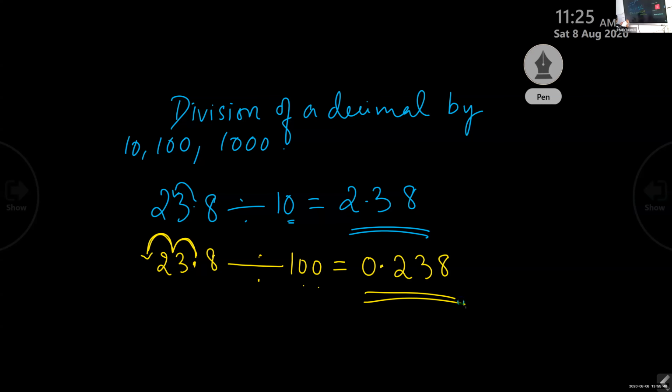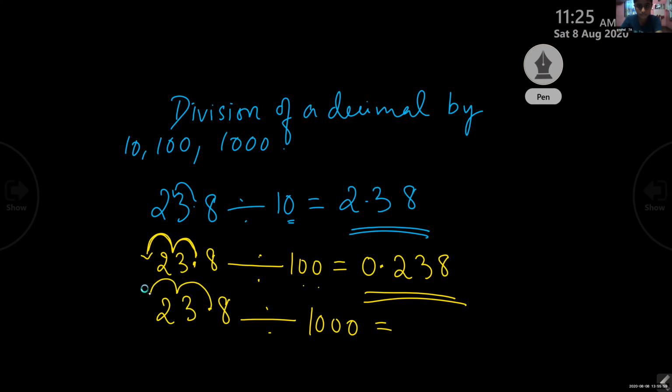One more question, after that we'll stop the class. It's time. Again, 23.8 divided by 1000. Third place we don't have, so 0.0238. Listen, children. Did you understand? Yes, ma'am.